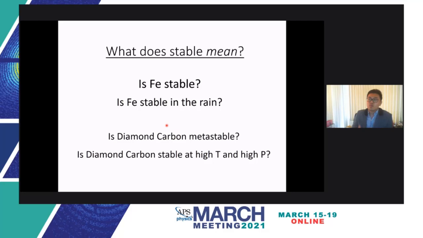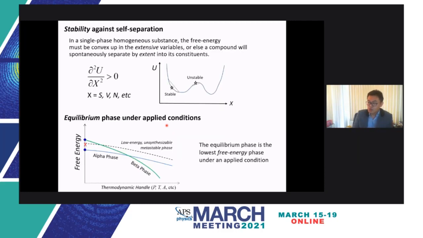If you go back and read Gibbs, 1878, On the Equilibrium of Heterogeneous Substances, Gibbs actually makes a very strong distinction between stability and equilibrium, okay? When Gibbs talks about stability, which is what we talk about today in convex hulls, stability is about stability against self-separation. In a single-phase homogeneous substance, the free energy must be convex up in the extensive variables, or else a compound will self-separate by extent into its constituents. This is kind of like the spinodal decomposition curve.